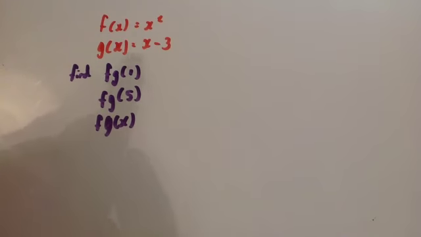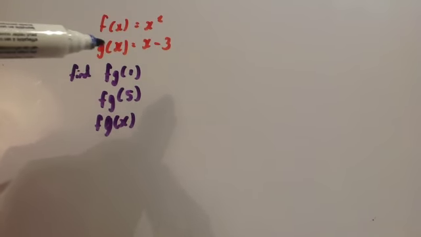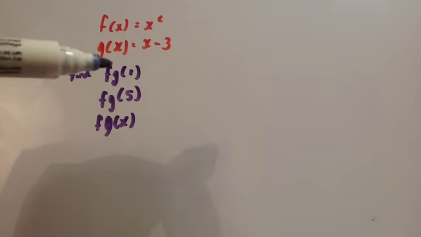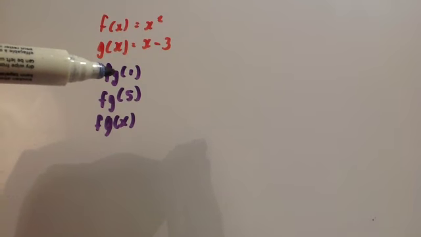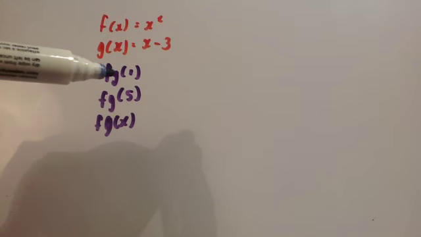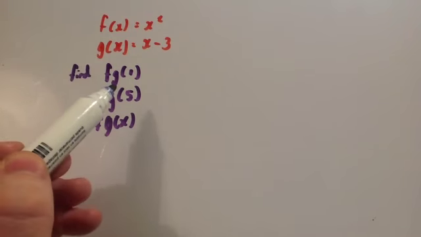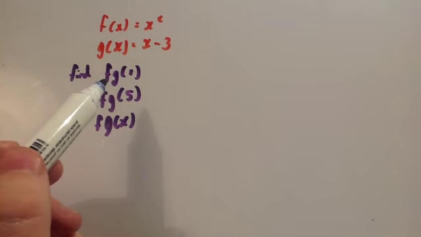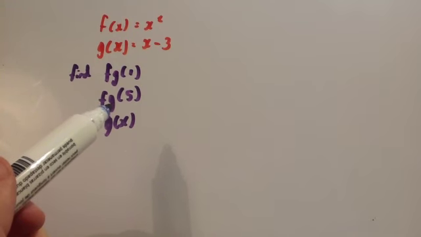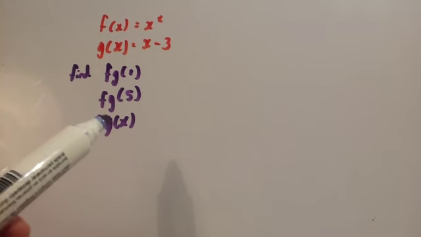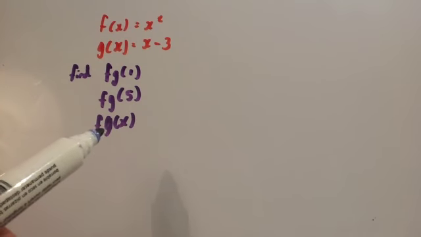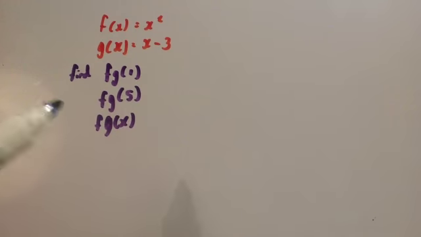Okay, so we've got two functions, f of x equals x squared and g of x equals x minus 3. So I've got three different things that we've got to find. We've got to find fg of 1, fg of 5 and fg of x. So first of all, to do fg of 1, I've got to apply g to 1, and then apply f to that. And then for the second one, I'm going to do g of 5, get that answer, and then put that into f. And then finally, I'm going to get g of x, and I'm going to put that into f.